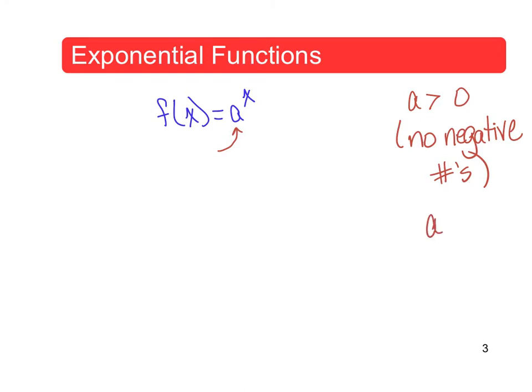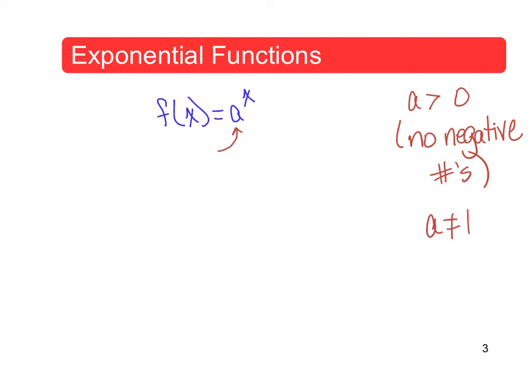Also, our a value cannot be 1. It can be less than 1 and it can be greater than 1, but it can't be 1 because 1 to the first power, 1 to the second power, 1 to the third power, we're just going to keep getting 1. So for something to be an exponential function, we have to have a base that's positive, and our a value can't be 1.